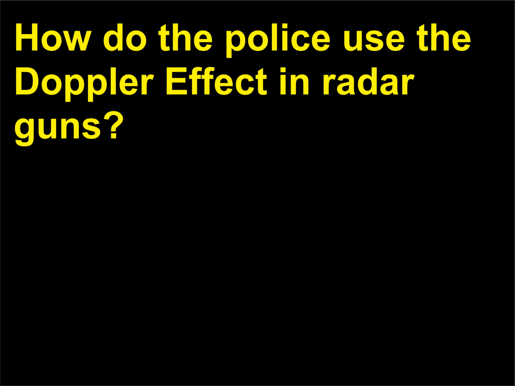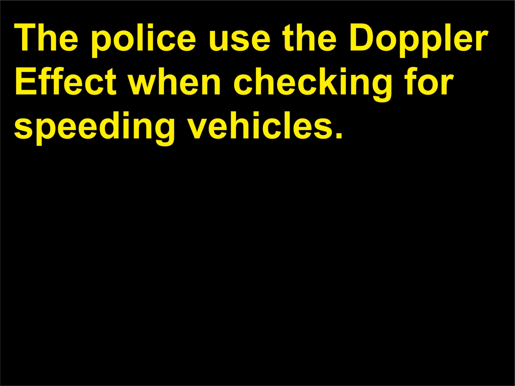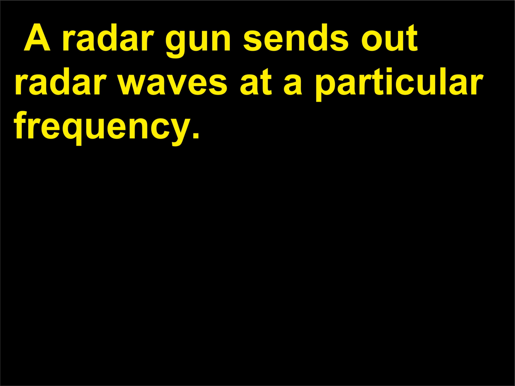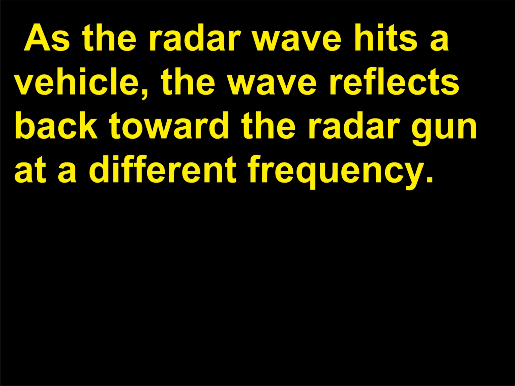How do the police use the Doppler effect in radar guns? The police use the Doppler effect when checking for speeding vehicles. A radar gun sends out radar waves at a particular frequency. As the radar wave hits a vehicle, the wave reflects back toward the radar gun at a different frequency.